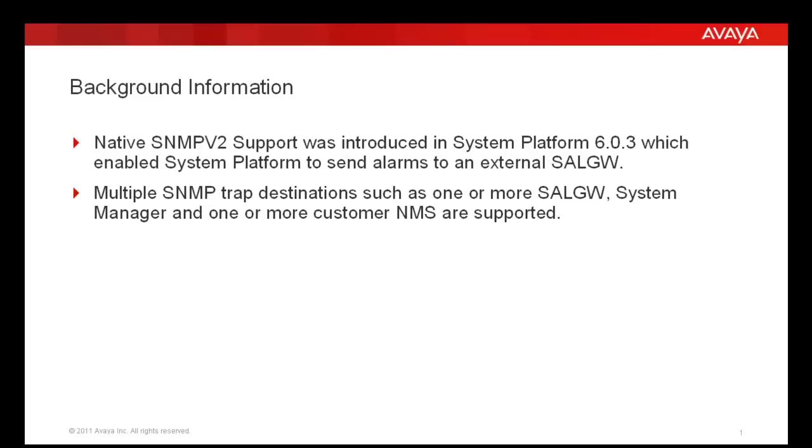With System Platform 6.0.3, native SNMP v2 alarming support has been added, which enables System Platform to raise alarms through any SAL gateway without the need to run an embedded SAL gateway or a vSAL gateway. Multiple SNMP trap destinations are supported, allowing alarms to be simultaneously sent to one or more SAL gateways, System Manager, or a customer NMS. In the previous releases, System Platform relied on the built-in customer NMS alarming support in the SAL gateway to deliver alarms to a customer NMS. Now with System Platform 6.0.3, it can send alarms directly to the customer NMS.